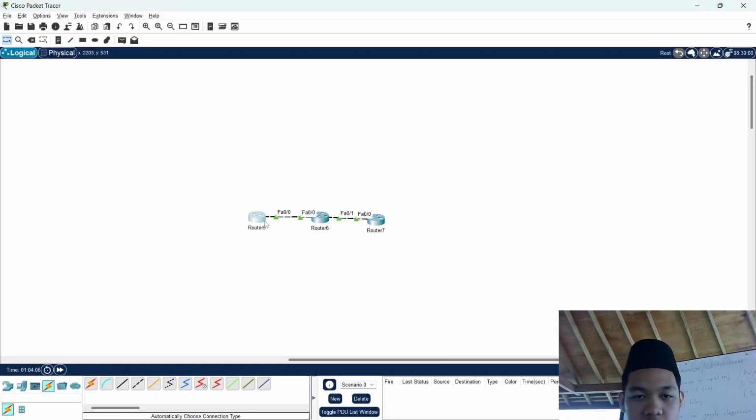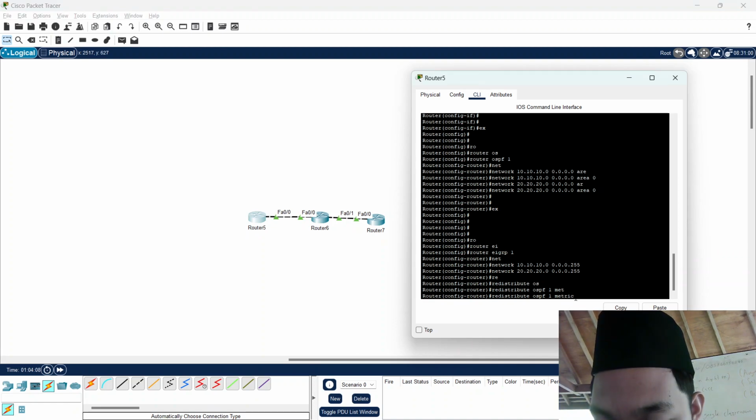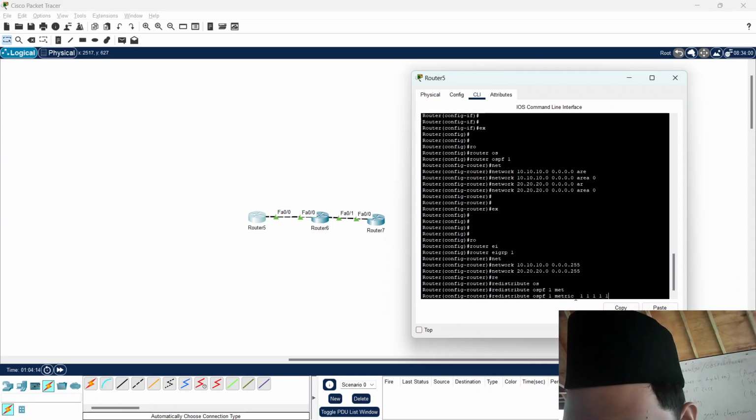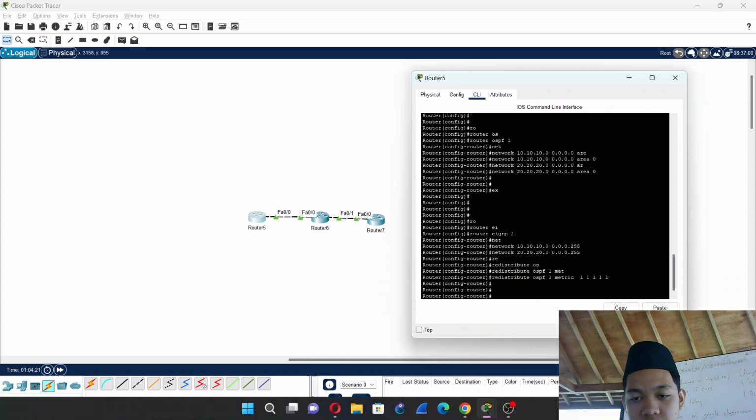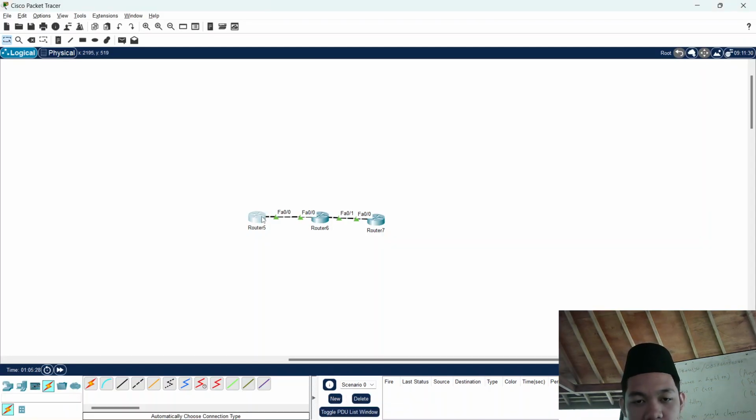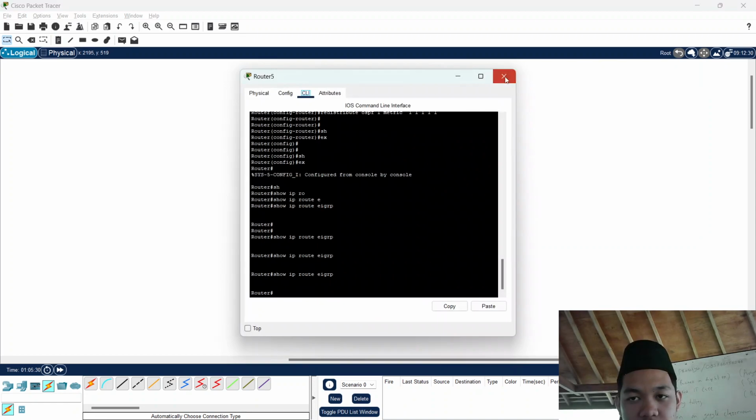And then you open this one again, you redistribute with metric 1, and then the metric is 1 1 2 3 4 5, and then enter, so you check. And then after this you search show IP route EIGRP, and then if you are done, so maybe that's all from me.